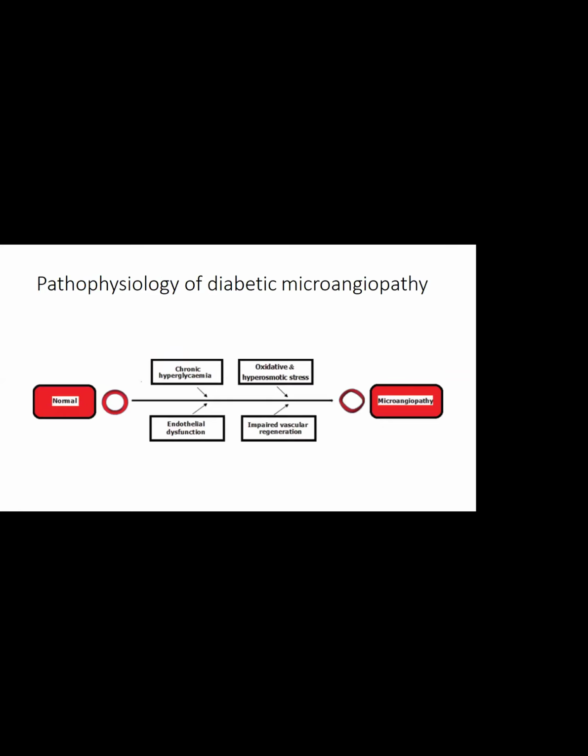What is the cause of diabetic neuropathy? The pathophysiology of diabetic neuropathy is mainly due to hyperglycemia in patients, which affects the vessels, causing microangiopathy and macroangiopathy. So chronic diabetes or chronic hyperglycemia causes oxidative and osmotic stresses, endothelial dysfunction, impaired vascular regulation.